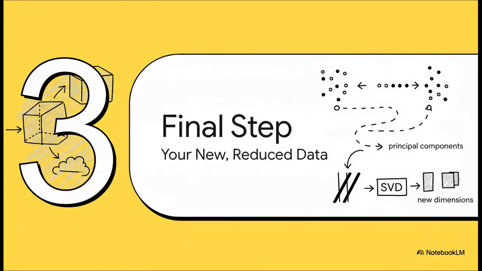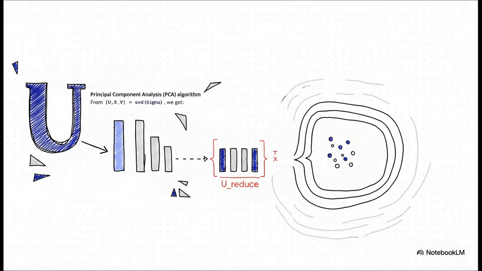So, the SVD function has done its job, and it's given us our new dimensions, our principal components. But what do we actually do with them? Let's move on to the final step and see how to transform our original data into its shiny, new, lower dimensional form.